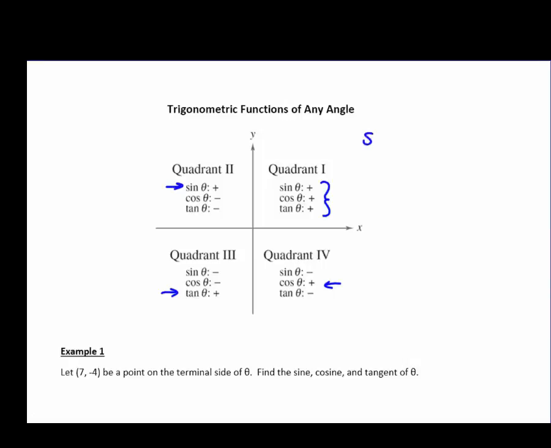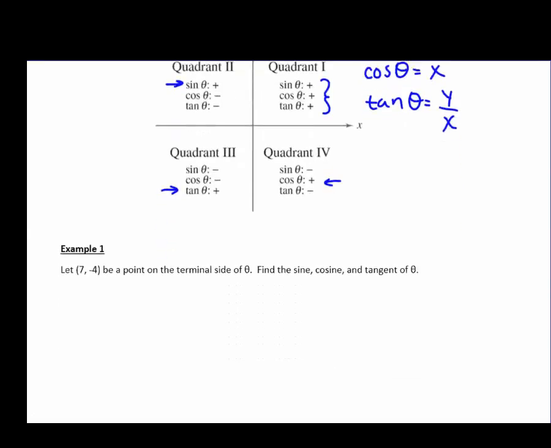Remember that the sine of the angle is the same as the y value on the unit circle. The cosine of theta is equal to the x value, and the tangent of theta is the same as y over x. Okay, so now let's take a look at example number 1.